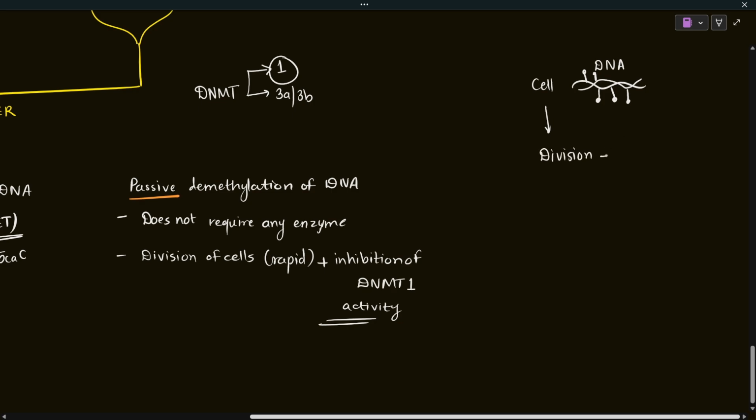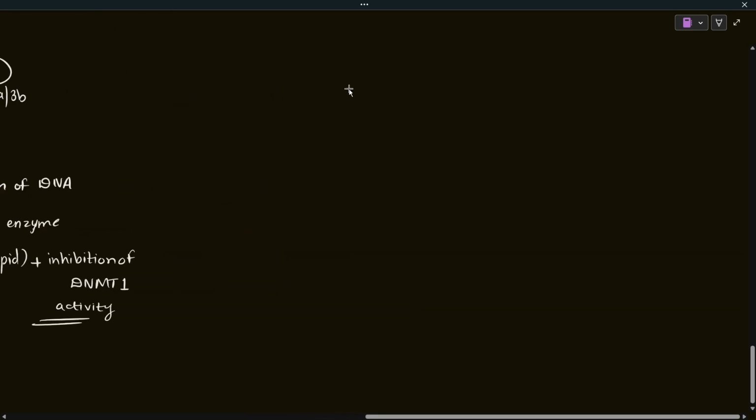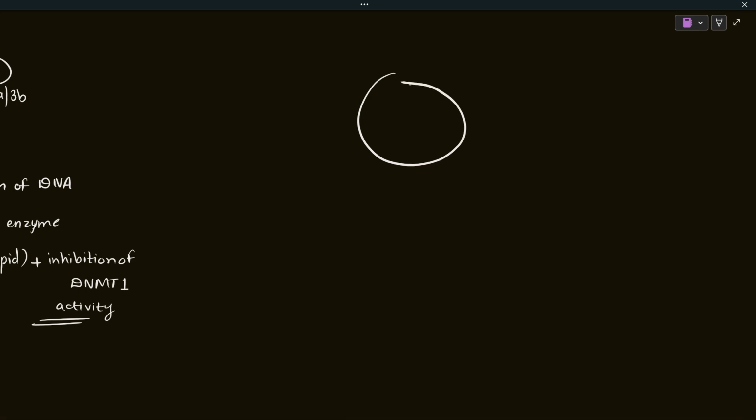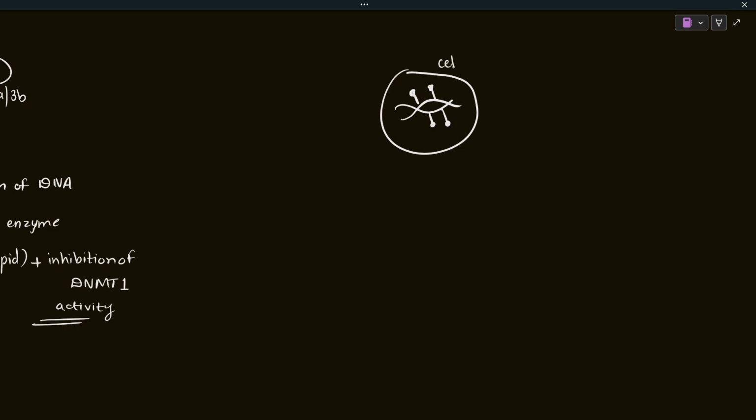The cell has been divided, and it has gotten into two daughter cells. Let's draw it in a prettier way. So you have a cell and the DNA. It is methylated on both of the strands. This is the parent cell, and now the cell divides. The cell divided and it formed two daughter nuclei. I am only drawing one.